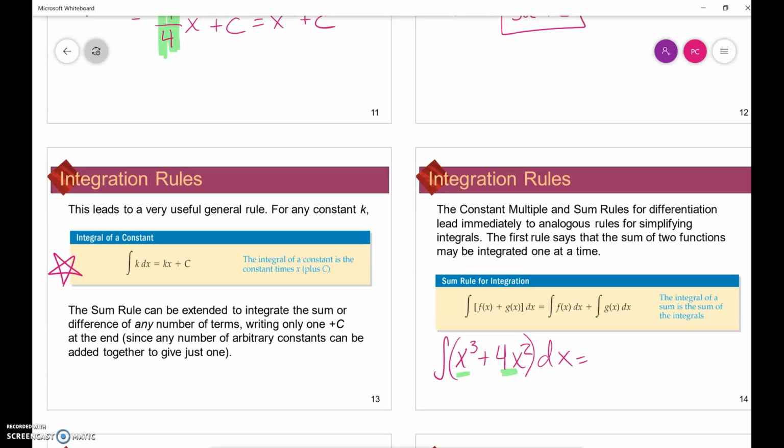So I really have the integral of x cubed dx plus the integral of 4x squared dx, which we know how to tackle. We can tackle each of those individually. That's the sum integration rule. If you have two or more things added inside an integral, break it apart, and take the integrations separately.